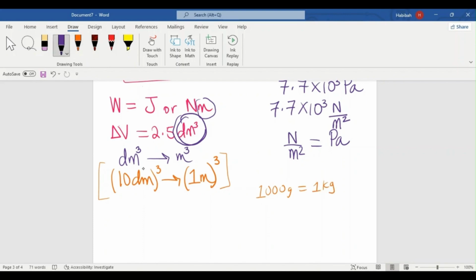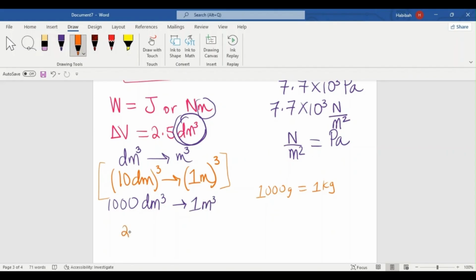So in this case, we have to cube it in order for us to go from decimeter cubed to meter cubed. So you have 10 decimeter cubed, the same thing as 1,000 decimeter cubed. And then 1 meter, all in brackets cubed, the same thing as 1 meter cubed. So now we're going from 2.5 decimeter cubed to meter cubed. So that would be using dimensional analysis.